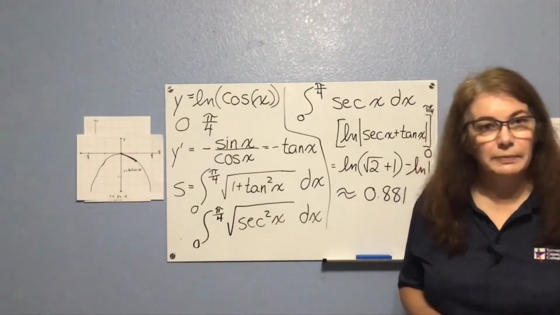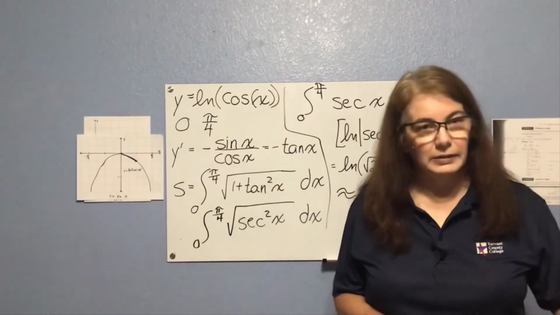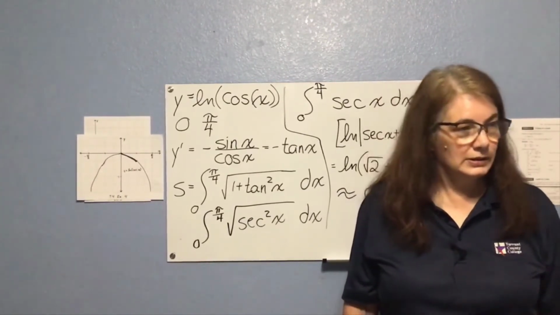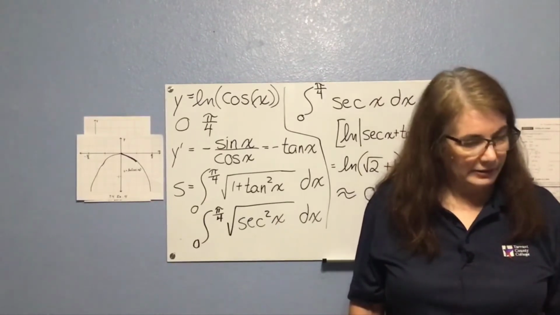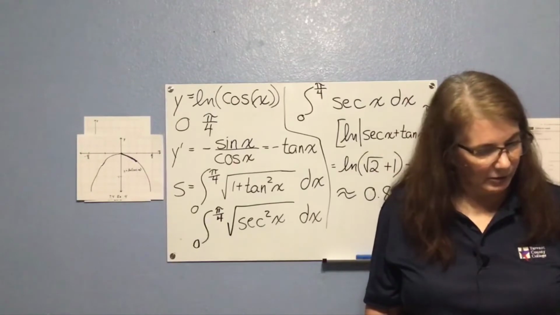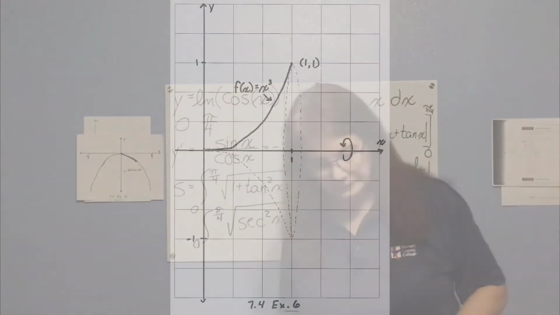Okay, I'm going to skip over the next example. It has to do with hyperbolic trig functions, which I'm not going to tackle in this class. So we'll skip over example 5 and go straight to examples 6 and 7.